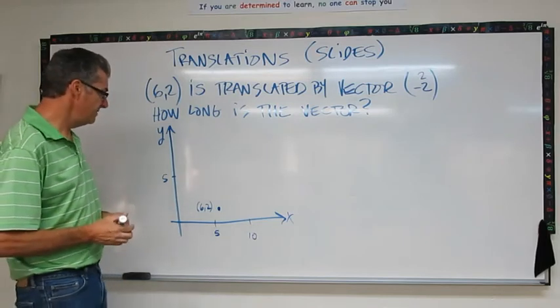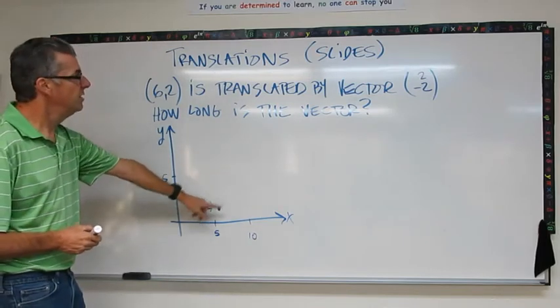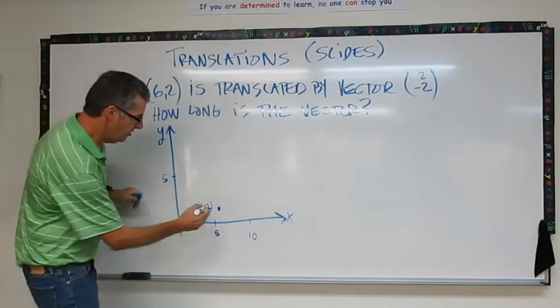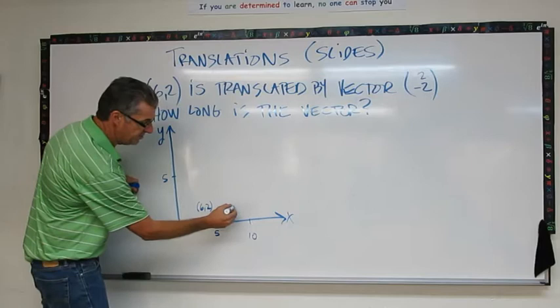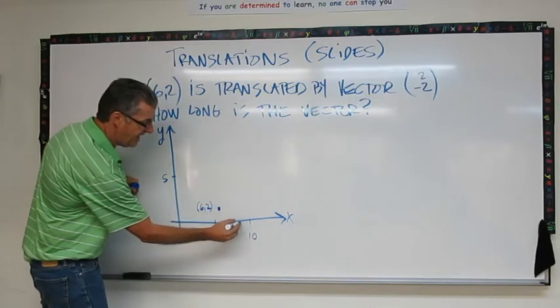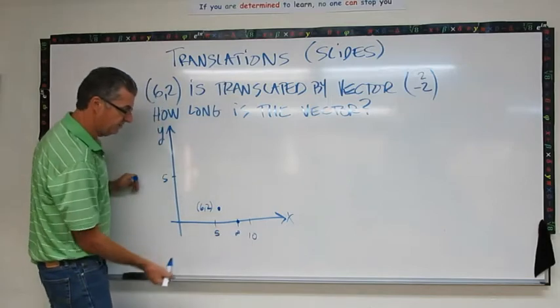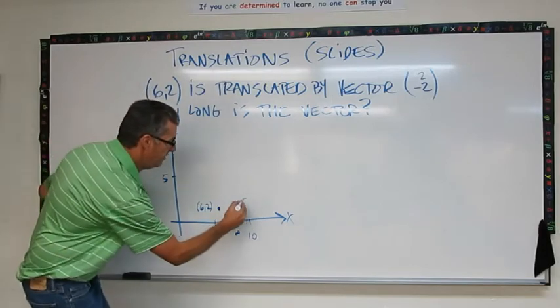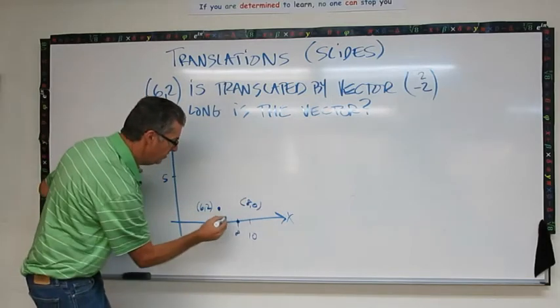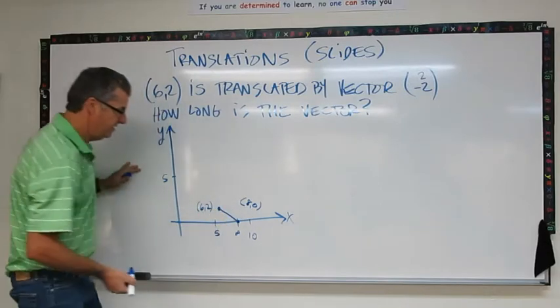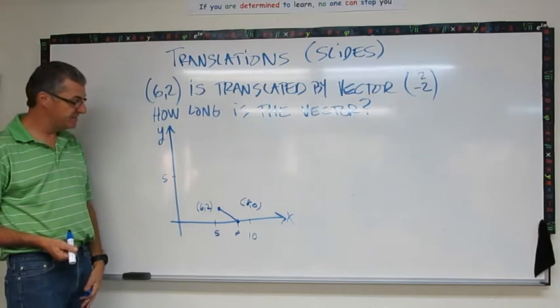Okay, let's see how you did. Okay, so here I am at 6, 2. I'm going to translate it 2 to the right and 2 down. So I'm going to go 6 over 2, which is going to put me at 8, and then 2 down, which puts me at this point, which is 8, 0. So I've gone from 6, 2 to 8, 0. Here's the vector. They're asking how long is that vector?